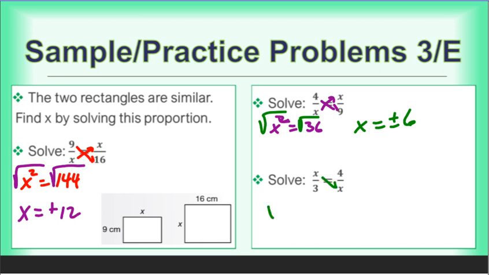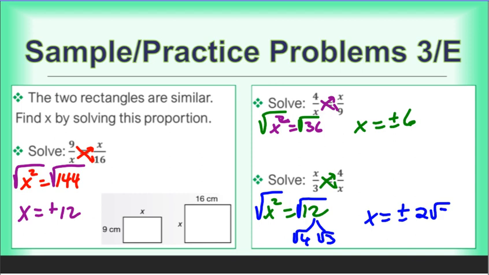Next one, x times x is x squared. 3 times 4 is 12. To undo a square, I find the square roots. And I can break down 12, which is the square root of 4 times the square root of 3. And x can equal a positive and negative 2 times the square root of 3.